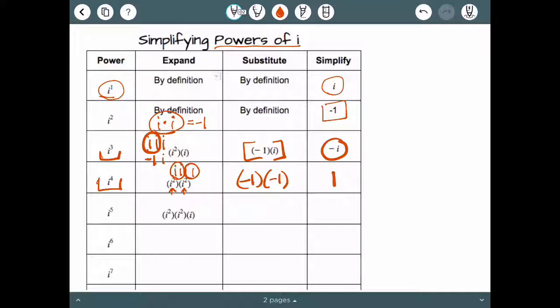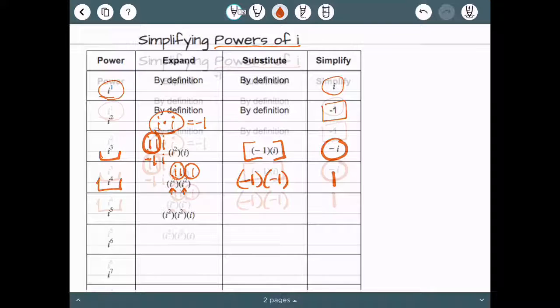Why don't you pause the video and go ahead and see if you can fill out the rest of this.